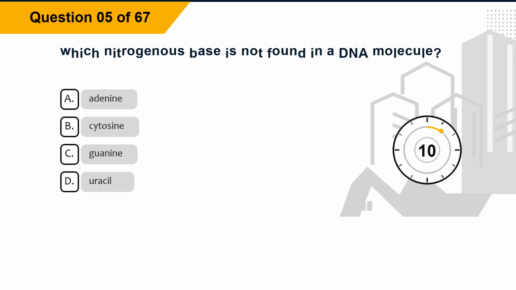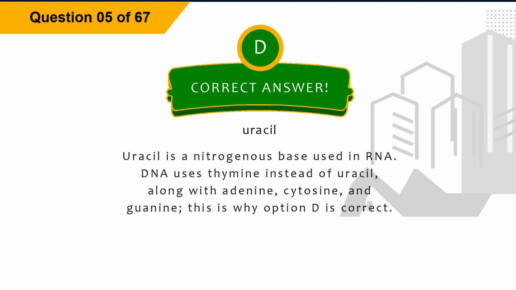Question 5. Which nitrogenous base is not found in a DNA molecule? Option A, adenine. Option B, cytosine. Option C, guanine. Option D, uracil. The correct answer is option D, uracil. Explanation. Uracil is a nitrogenous base used in RNA. DNA uses thymine instead of uracil, along with adenine, cytosine, and guanine. This is why option D is correct.